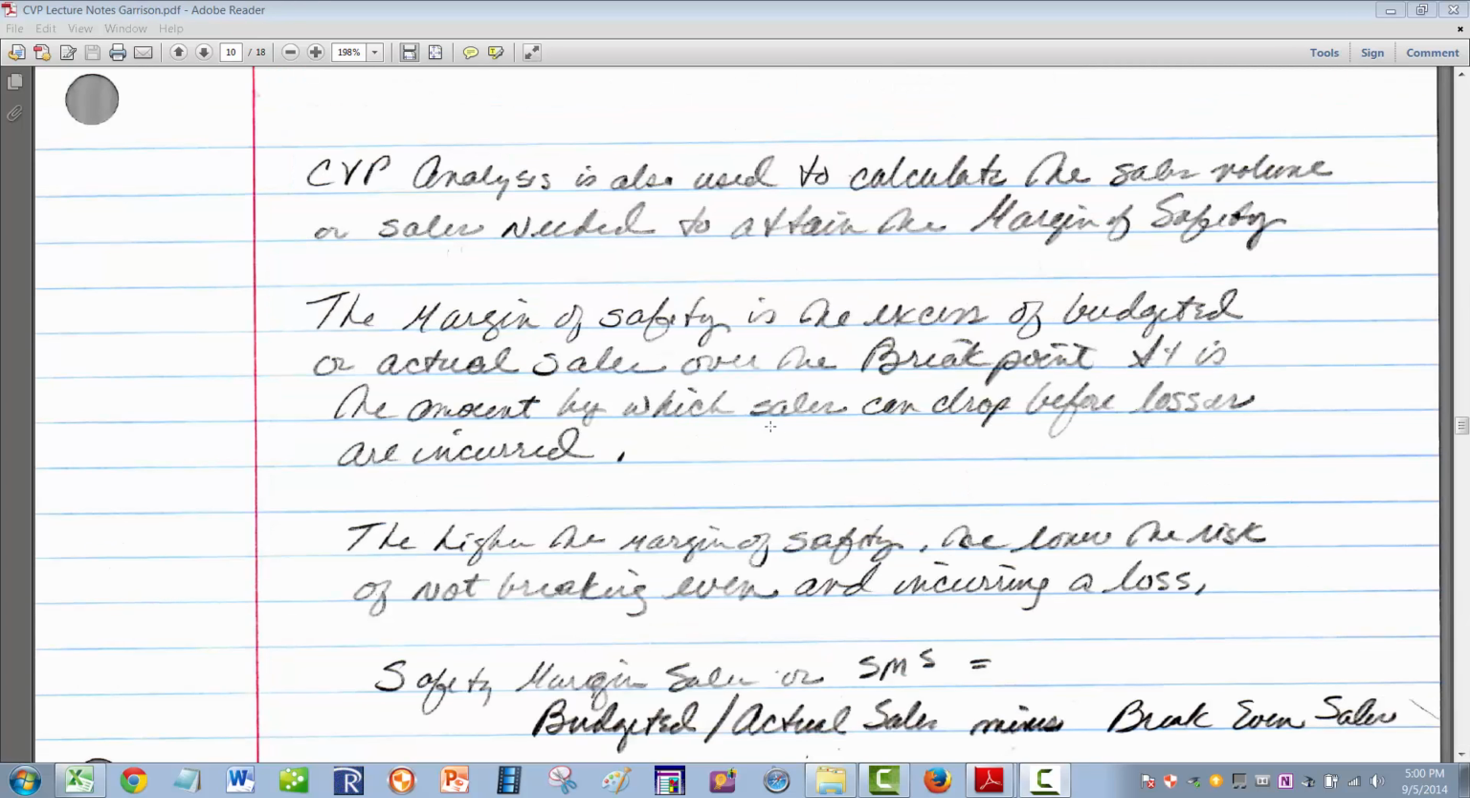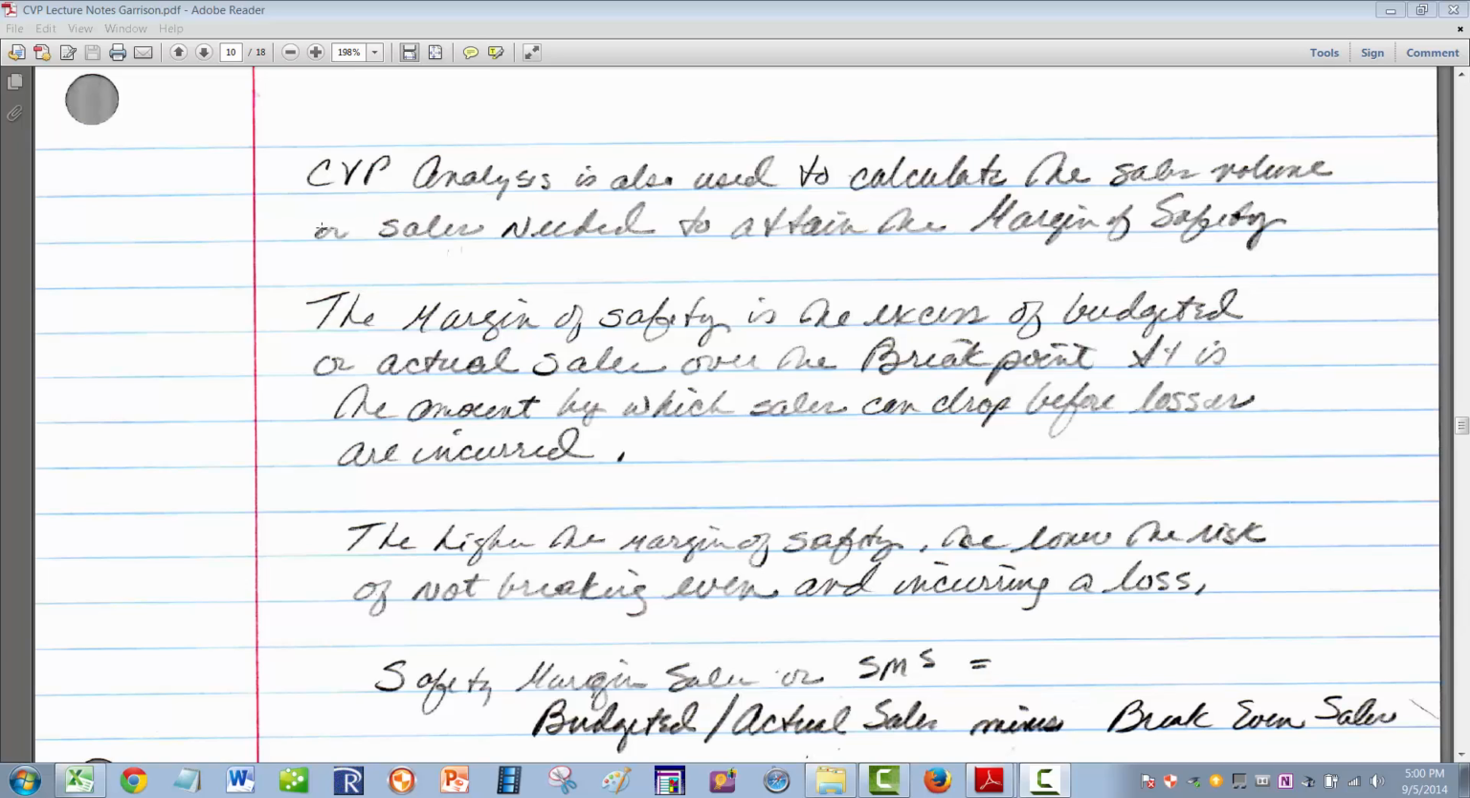So now let's look at a new topic. Cost volume profit analysis is also used to calculate the sales volume or sales needed to attain the margin of safety. So now this is for a much more well-established company, and so now you're in the budgeting realm and they're thinking to themselves, what kind of margin of safety do I want when I budget my sales? They're always looking for a cushion to make certain that they're not getting into any financial trouble.